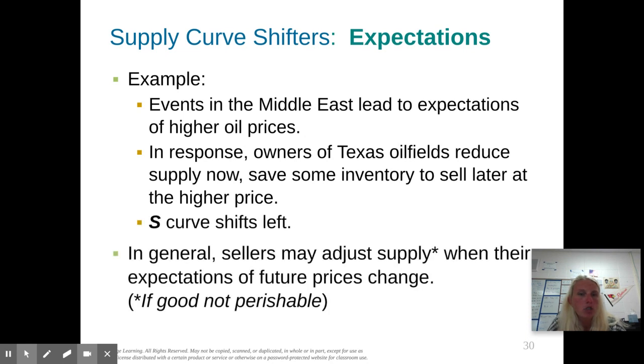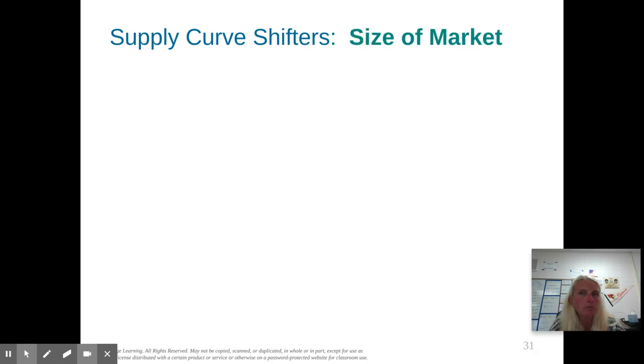All right. So in general, sellers may adjust supply when their expectations of future prices change, as long as it's not perishable. If it's like apples or bananas, you can't do that. Grain, you can, but apples, bananas, stuff like that, you can't do that with because they will get gross. And then the last one.